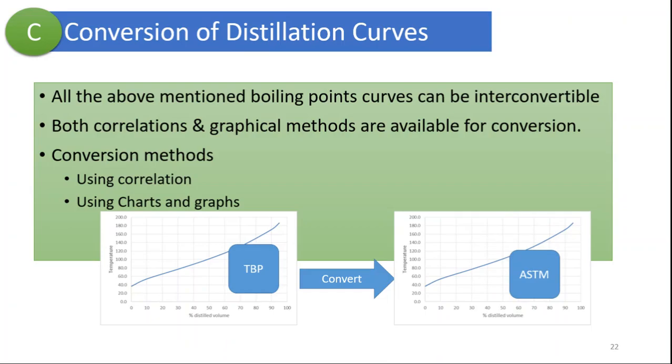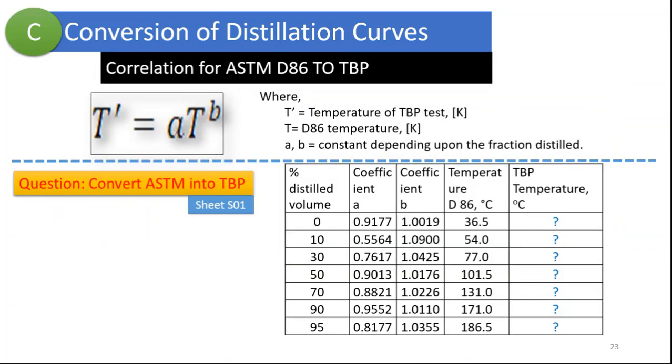There are normally two methods. One, you can use correlations and equations. The second method, you can use charts and graphs to convert. Let us discuss these methods. So first, how to convert the distillation curve.